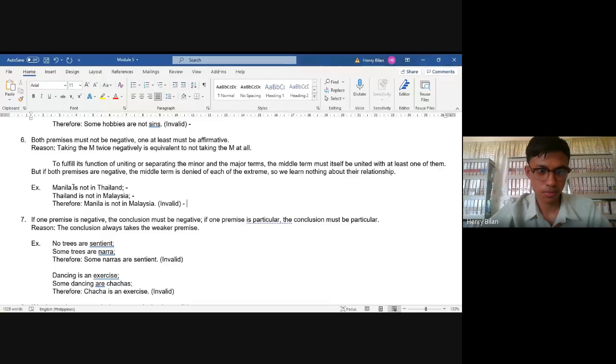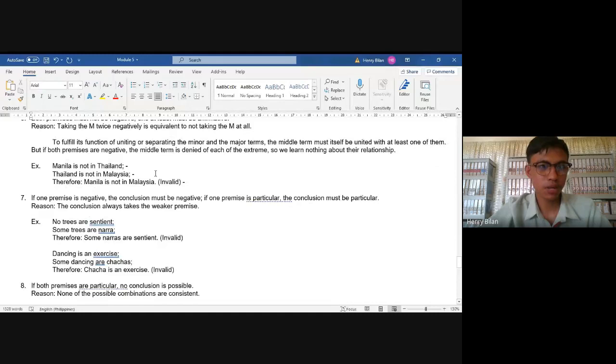Number 7: kung may negative na premise, dapat negative yung conclusion. If one premise is negative, automatically, to make the syllogism valid, the conclusion must be negative. If one premise is negative yet the conclusion is positive, or affirmative, I should say, automatically that syllogism is invalid. Here is our example. Negative siya. No. Tapos positive. Sabi ng rule natin, dapat negative yung conclusion. But here, it is positive. That's why it is invalid. Kahit hindi natin intindihin, mali na talaga yan.